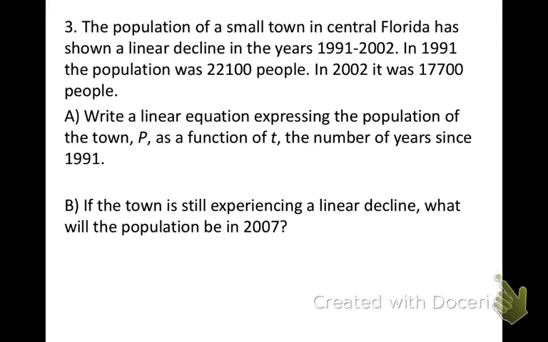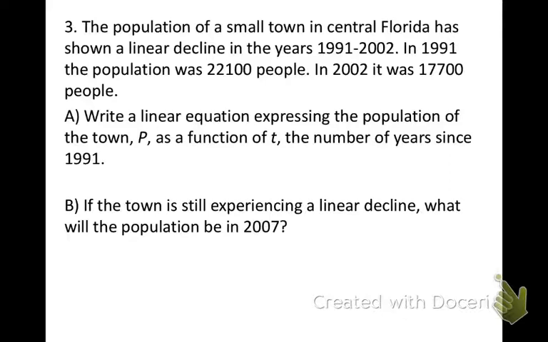All right, moving on to problem 3. Problem C says that the population of a small town in Central Florida has shown a linear decline in the years 1991 to 2002. In 1991, the population was 22,100 people, and in 2002, it was 17,700 people. We first want to write a linear equation expressing the population of the town P as a function of T, the number of years since 1991. And then we want to figure out if the town still experienced a linear decline, what will the population be in 2007?